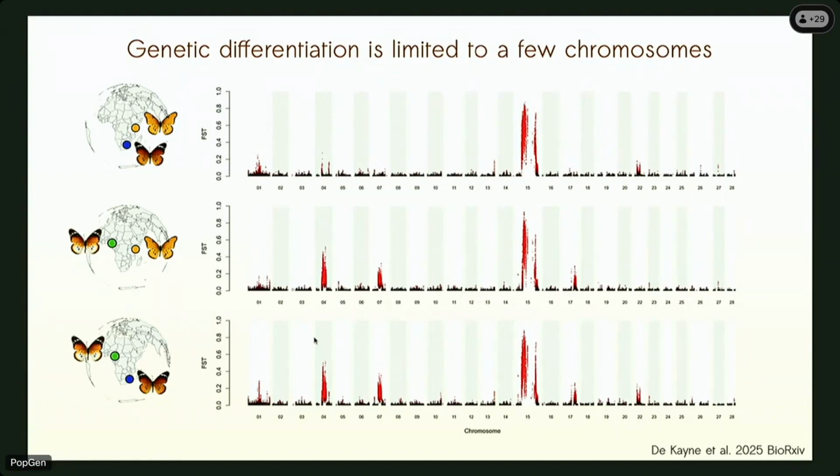But then there are these chromosomes with very clear peaks of differentiation between the populations. And we've mainly focused on this one on chromosome 15, because it differentiates all pairs of populations we look at. And we assumed very early on that this must be controlling wing color differences because it's pretty much the only difference between this East African and Southern African population. I'll come back to the other two peaks right at the end if I have time.